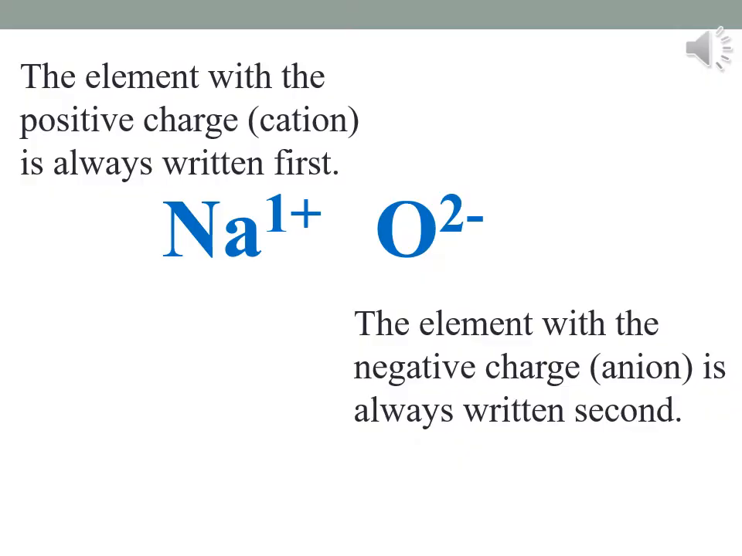So let's take a look at how these compounds are actually formed from their ions. First we're going to take a look at an example with sodium and oxygen. An element with our positive charge, or we call it our cation, is always written first. So we write sodium with a 1+ charge. We get its charge from its group on the periodic table. And then our element with our negative charge, or our anion, is always written second. So we have oxygen with a 2- charge, and again, we get that charge from its group on the periodic table that you've already written.